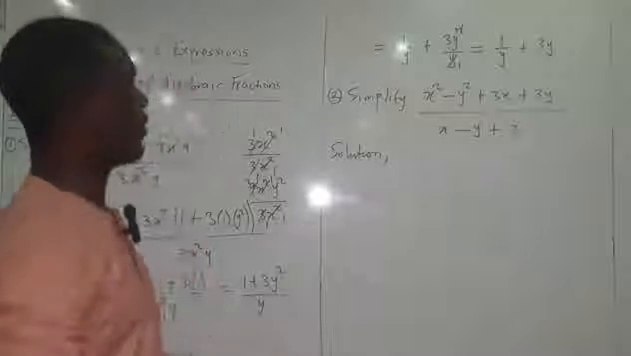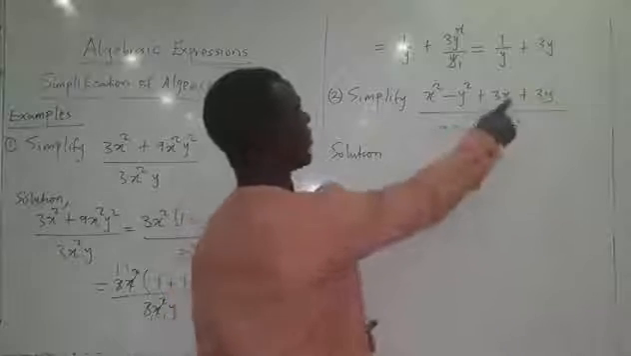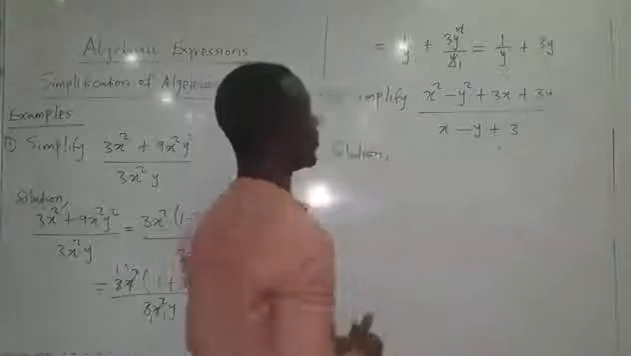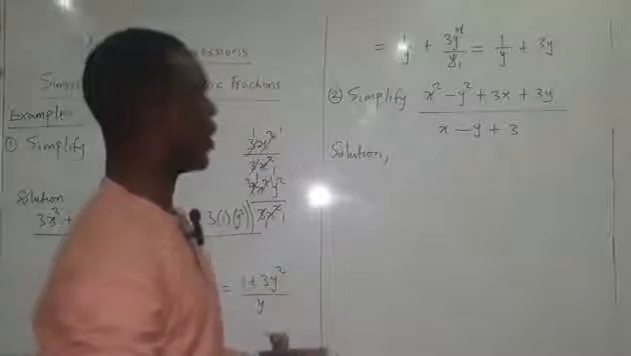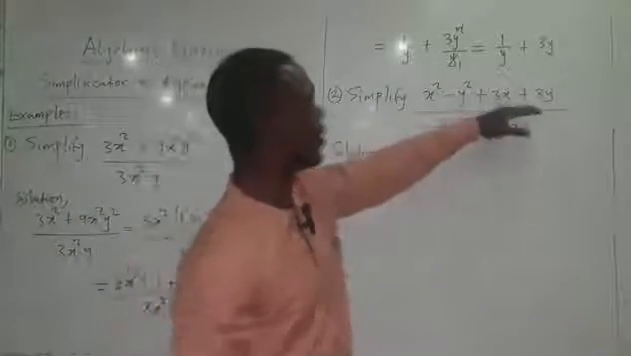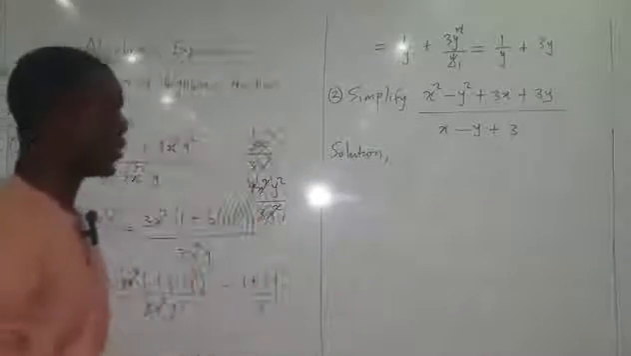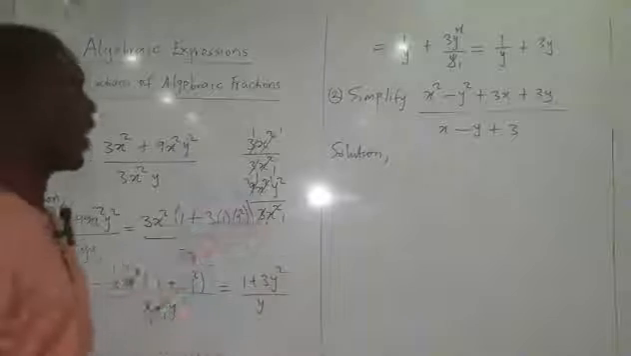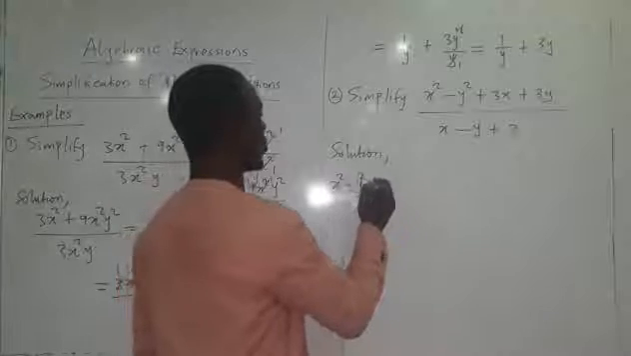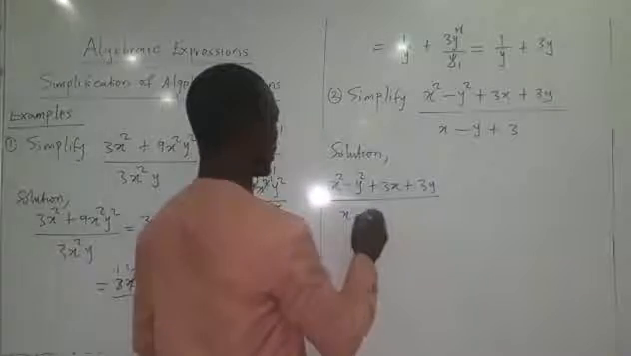If you look at this question very well, don't go and cut x from the denominator and x from the numerator, or y from the numerator and y from the denominator. It's not allowed from the beginning. What we need to do is factorize the numerator if it is factorizable, and the denominator if it is factorizable, so as to reduce the terms there.